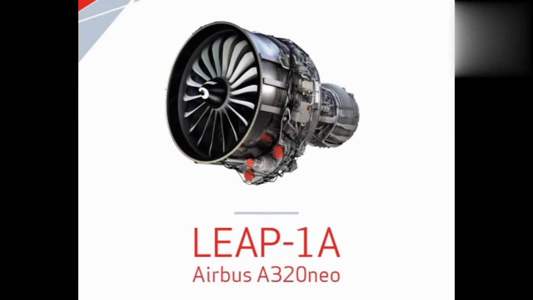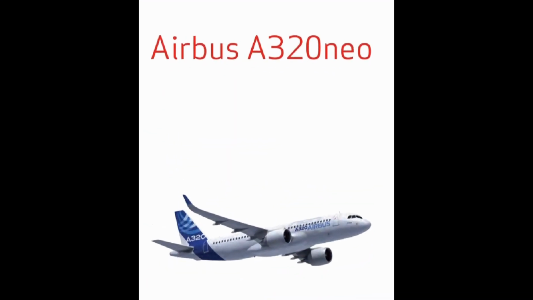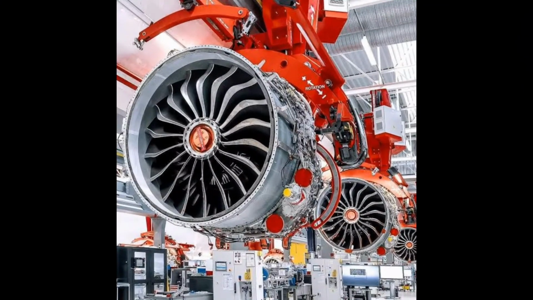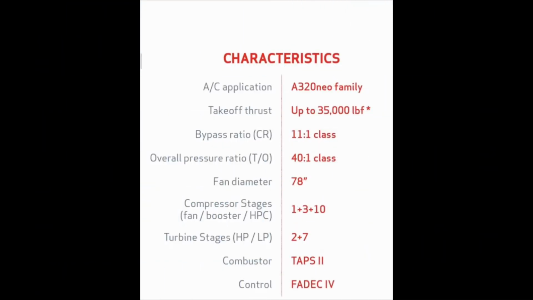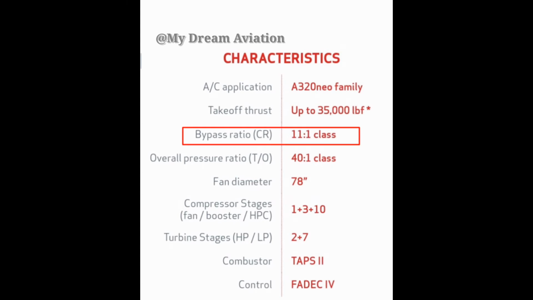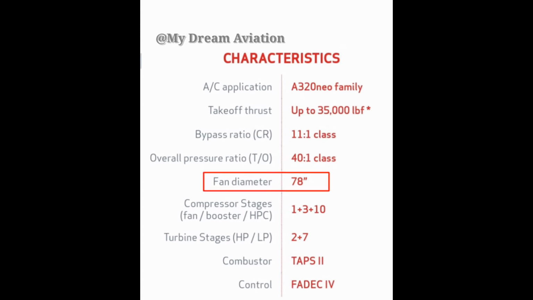CFM LEAP-1A engine characteristics. Major application: Airbus A320neo family. This is a twin-spool high bypass turbofan engine. The takeoff thrust is up to 35,000 pound-force, the bypass ratio is 11:1, the overall pressure ratio is 14:1 and the fan diameter is 78 inches.